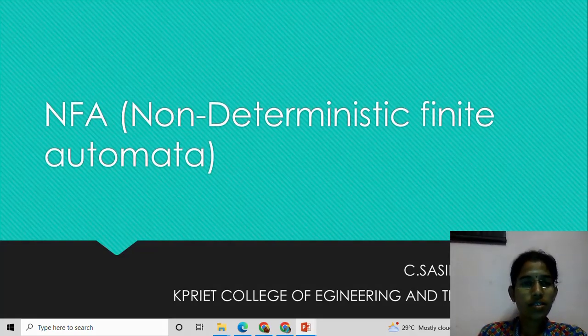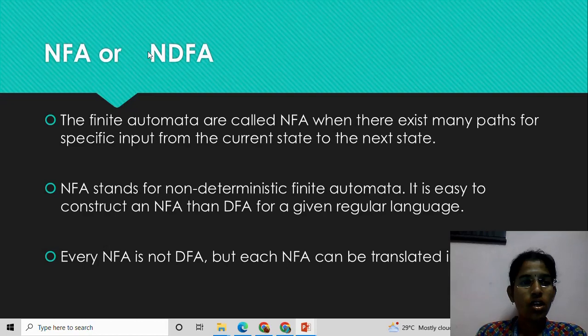Good evening, students. So today our topic is non-deterministic finite automata in theory of computation. Non-deterministic finite automata. So before going to these topics, everyone knows what a finite automata is.